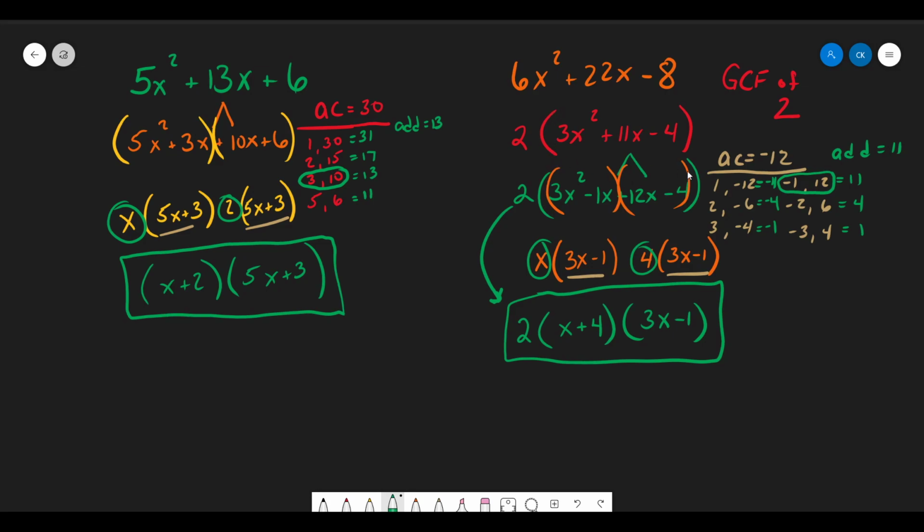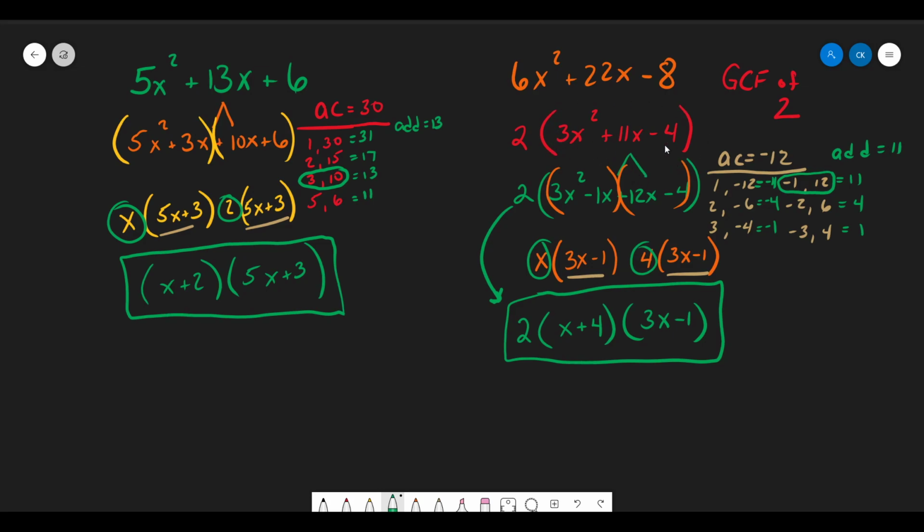But I only work with this. This 2 will follow us through the entire problem, but we don't really work with it anymore. Once we've taken a GCF out, it just follows us, kind of like an annoying little brother or sister. It just follows us into the answer. We don't worry about it anymore. It's there. We know it's going to be part of the answer. We just bring it along with us. So we're really going to focus on what's inside the parentheses, the 3x squared plus 11x minus 4.